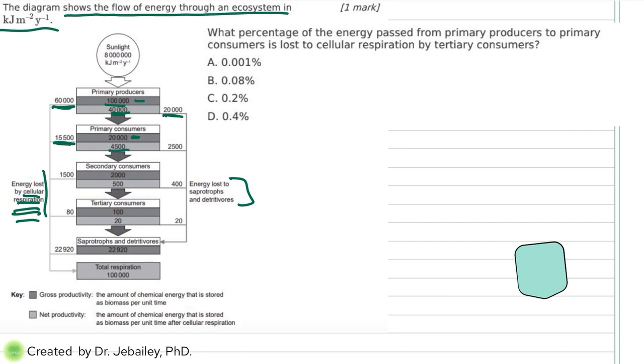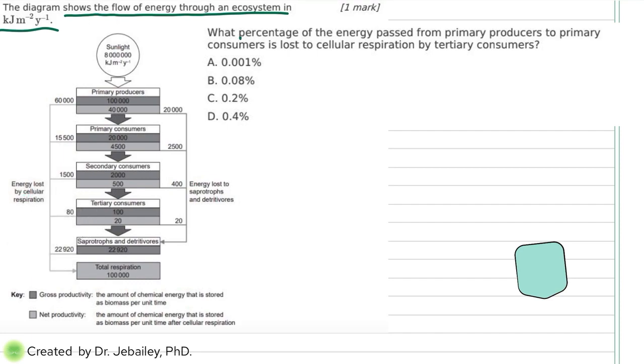But out of that 4,500, 2,500 is lost to the decomposers, so that leaves me in the end with just 2,000 given to the secondary. From the secondary, 1,500 is lost to cell respiration, and that leaves you with 500. Out of that 500, 400 is used by detritivores, so now the tertiaries are only getting 100 of the energy. And you can keep going. So now I understand this graph a little bit more. Once it's done, now let me go to the question.